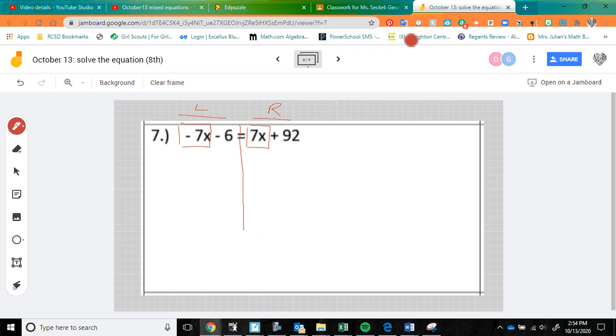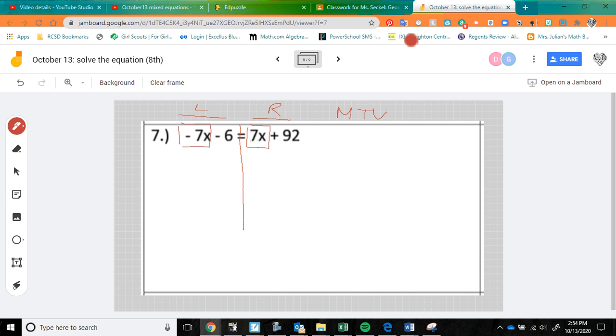So this is not combine like terms. This is move the variable. When we do that, that's when we're going to start doing the opposite. I'm going to move the right-hand one over to the left. If you do it the other way, you will end up with the same answer. It'll just look slightly different in the middle.